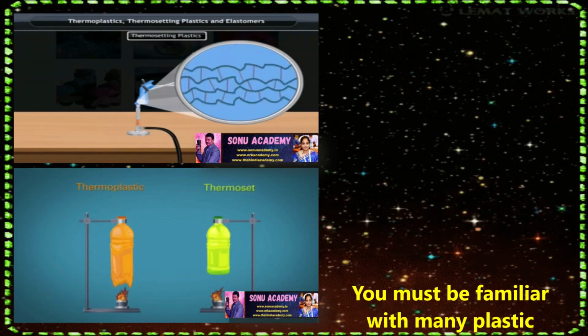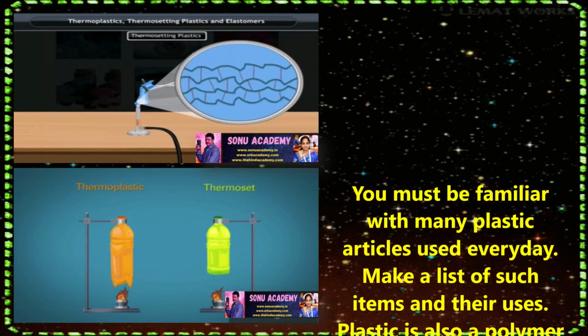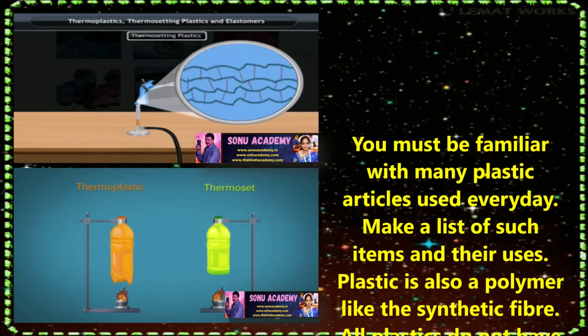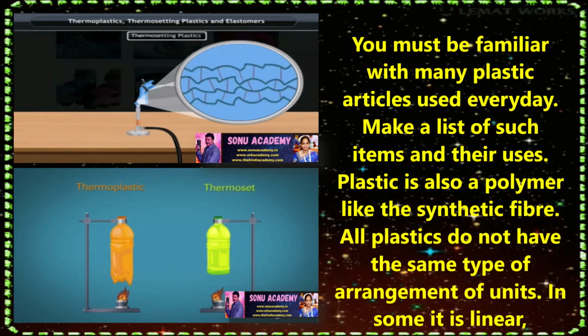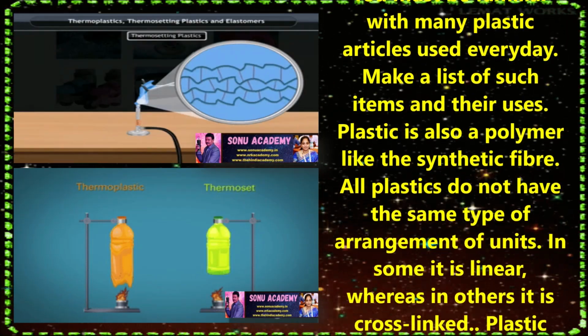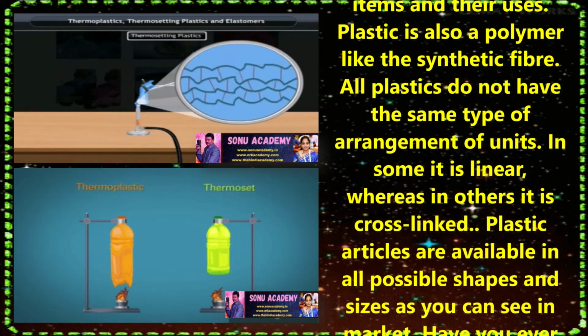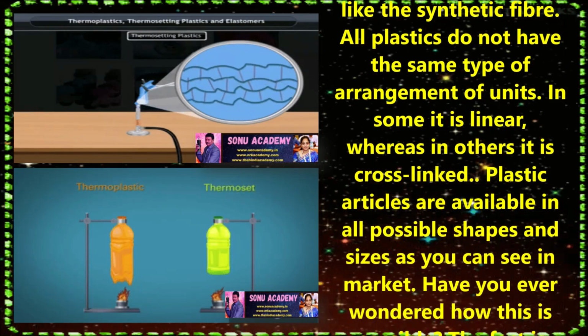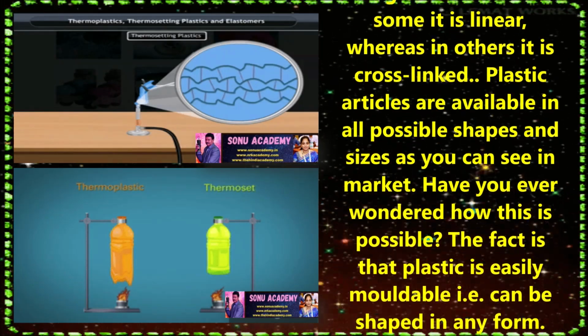Children, let us discuss the types of plastic. You must be familiar with many plastic articles used every day. Make a list of such items and their uses. Plastic is also a polymer, as we discussed earlier, and it is a synthetic fiber. All plastics do not have the same arrangement of their units. In some it is linear, whereas in others it is cross-linked.